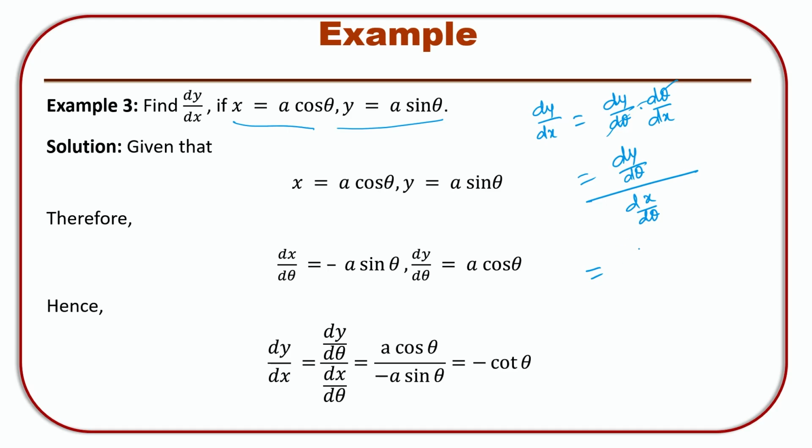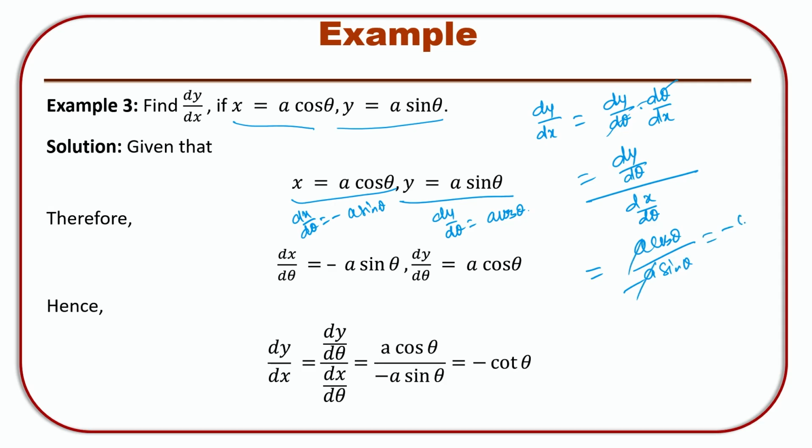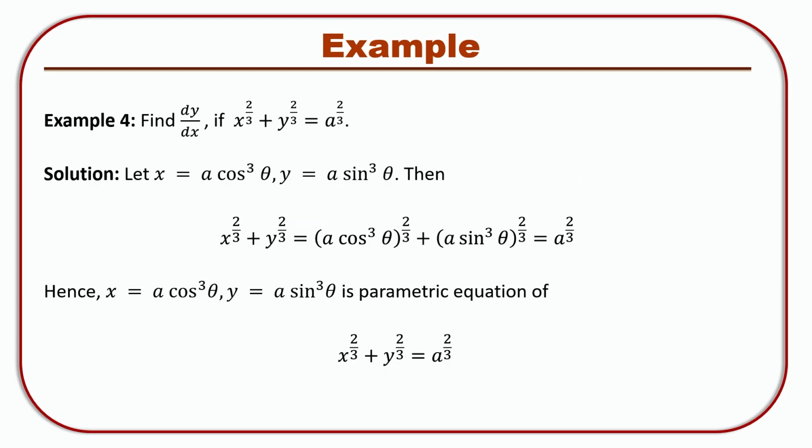So now find dy by d theta and dx by d theta. Here y equal to a sin theta is given, so dy by d theta is equal to a into cos of theta. And here x equal to a cos theta is given, so dx by d theta is equal to minus a sin of theta. Now put these values: a cos of theta divided by minus a sin of theta. The a cancels out, and this will give you minus cot of theta, right? So that's what your answer is.